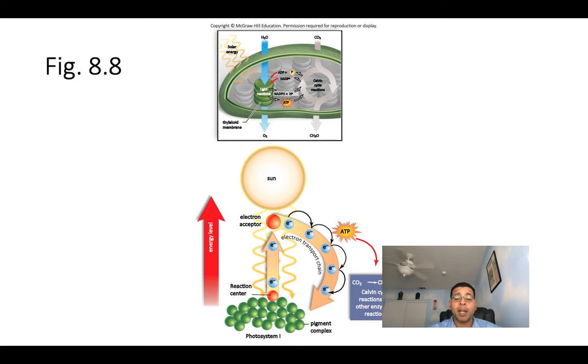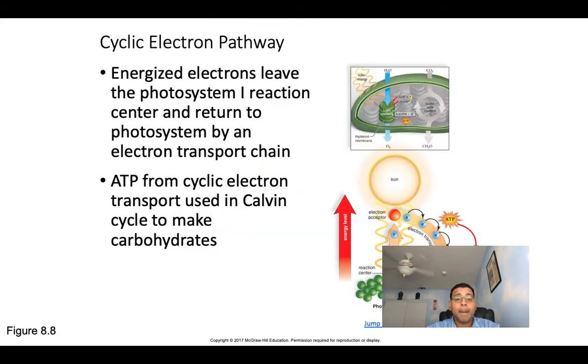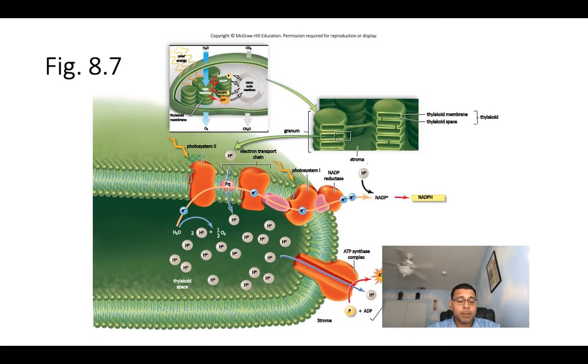Let's talk ATP production. Now, when we talk ATP production, the thylakoid space acts as a reservoir for hydrogen ions. Each time oxygen is removed from the water, 2 hydrogen ions remain in the thylakoid space. As the electrons move from carrier to carrier along the electron transport chain, the electrons give up energy, which is used to pump hydrogen ions from the stroma into the thylakoid space. This is like pumping water into a reservoir.